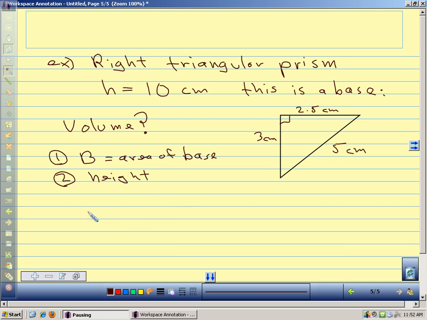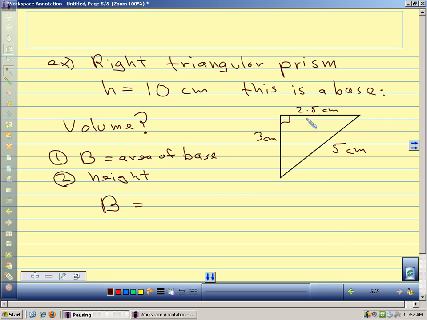So for the first one, our area of our base, how do we find the area of the base of our prism? So how are we going to find the area of the base of our prism? What do we need to do? Base times height times 1/2. So what's the base and the height of our base?